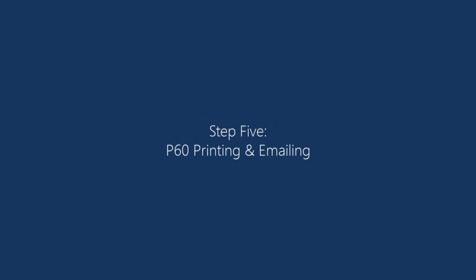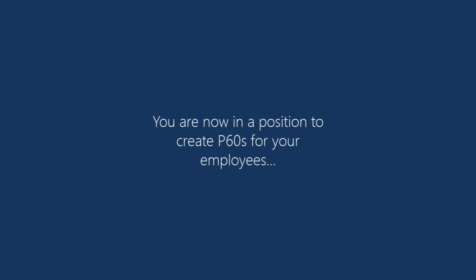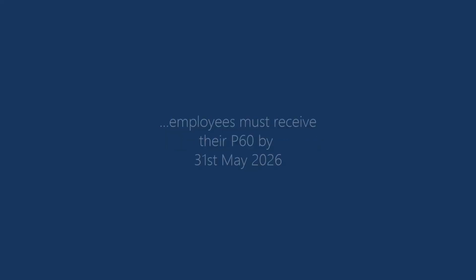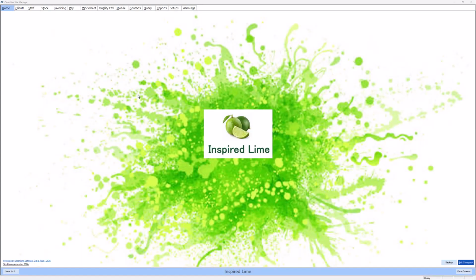Step 5. P60 printing and emailing. As you've completed the Cleardown, you're now in a position to create P60s for your employees. You may choose to do this at a more convenient time, but please note, employees must receive their P60 by the 31st of May.